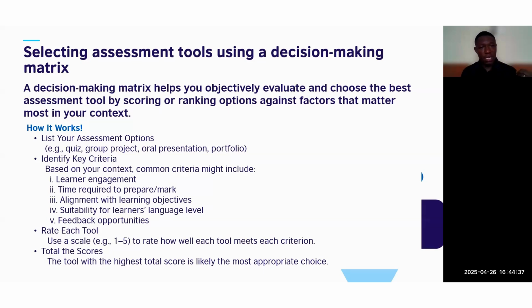The learner engagement, the time required to prepare, the marks, alignment with learning objectives, suitability for the learner's language level, and then feedback opportunities. These feedback opportunities are very important for language learning because the feedback is very important. Honestly, students need to know if they are doing well. It has to be actionable. It's timely. The feedback should not lag too much. So these things are very important for your students. And then you also have to grade each tool 1 to 5 just to show how it meets the criterion. And then you total the score, and whatever has the highest score is likely going to be the tool you're going to use to assess your students.